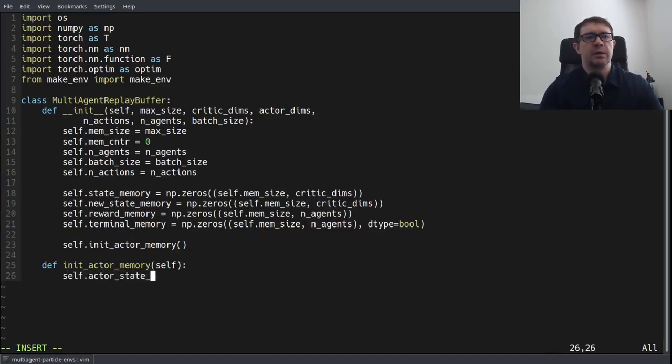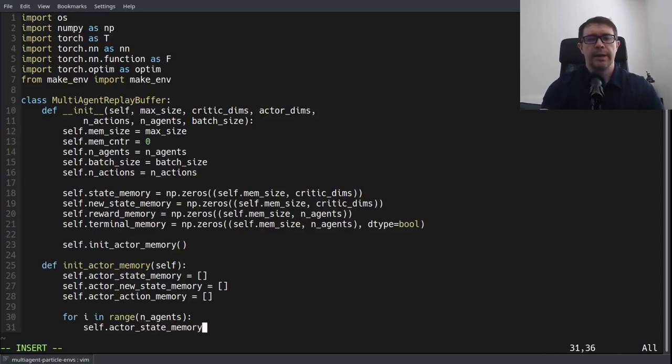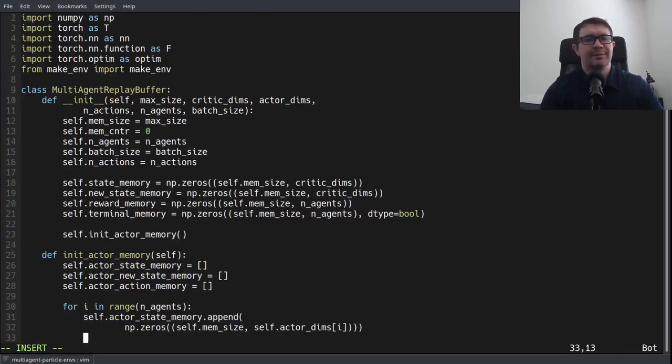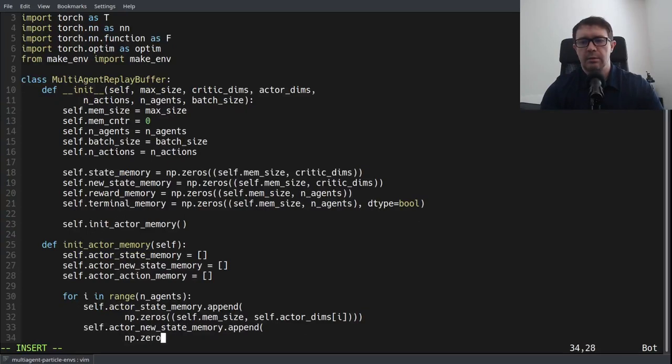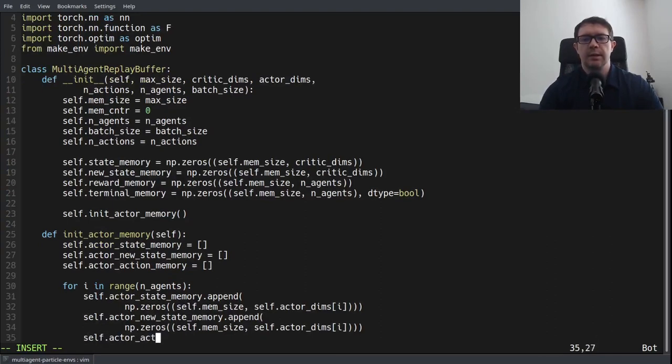So actor state memory is an empty list. New state, actor new state memory equals empty list. Actor action memory is an empty list. Iterate in range n agents. Actor state memory dot append a NumPy array, np zeros, the ith actor's dims, and that gets a whole bunch of parentheses. Actor new state memory, sorry, my hand is resting on my microphone stand, not the best ergo solution, actor dims sub i, self.actor action memory.